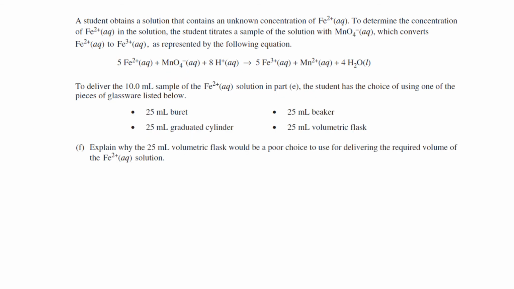Part F of this problem, they've given you a choice of different glassware, and they want you to explain why the volumetric flask would be a poor choice. Don't get caught up in going over everything else. All they want you to do is explain why that one is a poor choice.